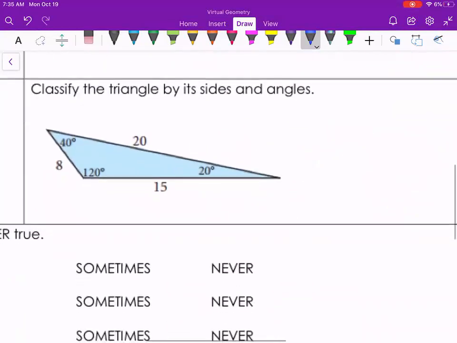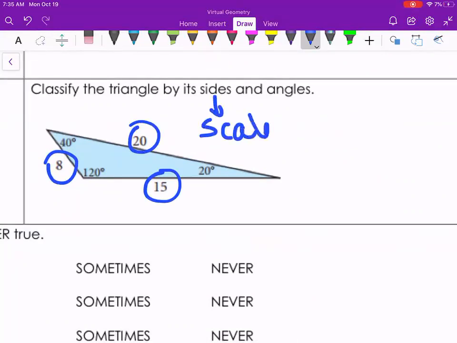All right, another classify. Classify this triangle by sides and angles. So we'll do sides first. We've got an 8, a 15, and a 20, all different. So that makes this scalene. Now let's do the angles. I have two acute angles and one obtuse. So this is a scalene obtuse triangle.